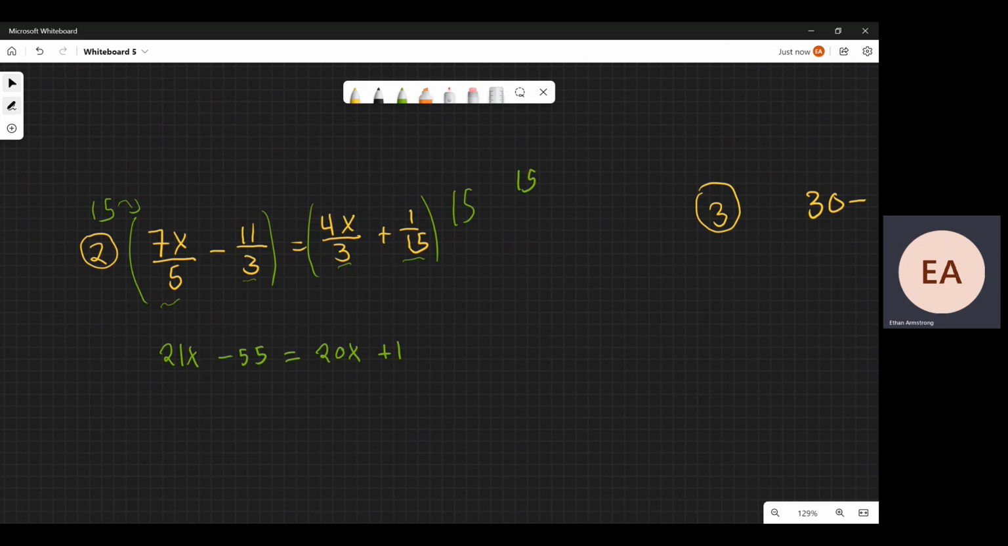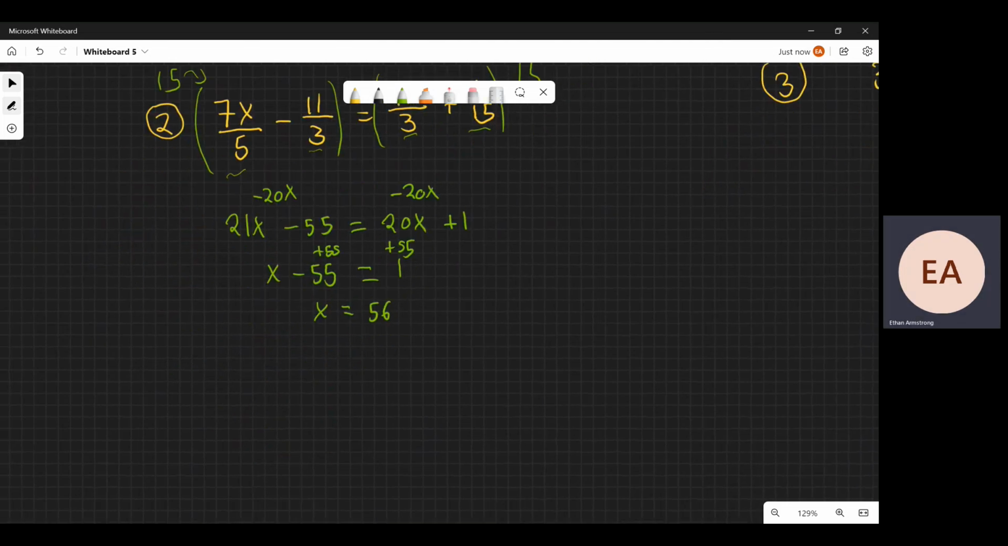And so we're going to do the same thing. I think it'll be easiest to put all of our x's to the left. So we're going to subtract 20x from the right side and 20x from the left side, and that'll leave us with x minus 55 equals 1. And now we want to move our constants over. So we have minus 55, so we're going to add 55 to get to the other side. And that leaves us with x equals 56.